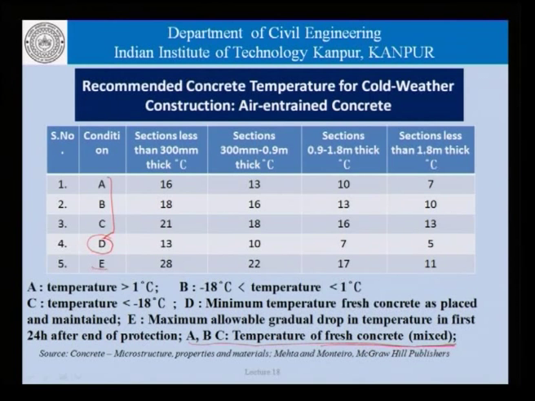The condition E here is the maximum allowable gradual drop in temperature in the first 24 hours after the end of protection. So, within the curing regime, or within the duration of curing, there is a time where the concrete is protected, and beyond that it is unprotected curing. During the protected curing period, there are certain conditions to be met, and beyond the protection period, while the concrete is still being cured, the set of conditions may be different.